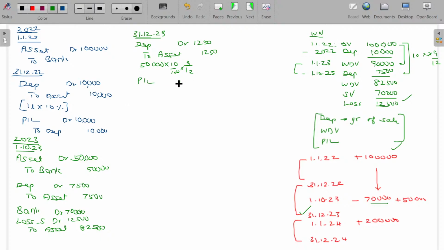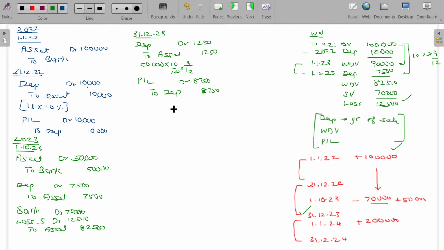So P&L account debit to depreciation. Come on, tell me what's the value? 8,750. 8,750 for this year 2023.